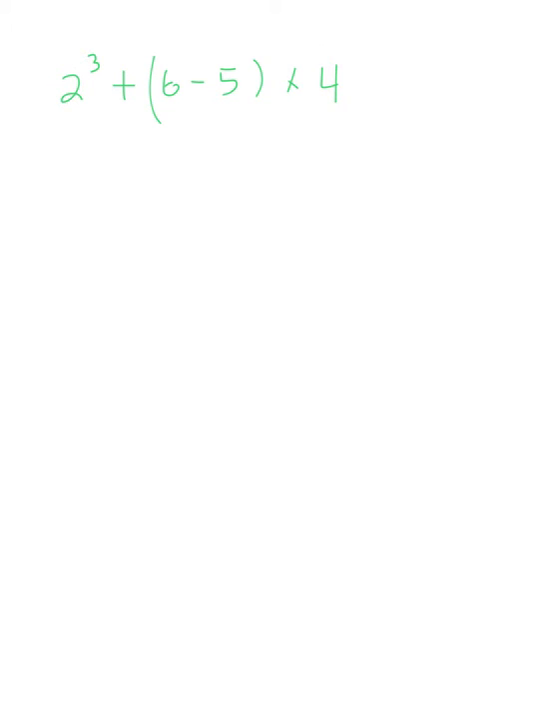Go ahead and try this example. It is 2 to the third power plus parentheses 6 minus 5 times 4. So I'm going to put our GEMDAS. So, do we have any grouping symbols? Yes, we do. So this is going to give me 1. And then I have to keep everything in order.